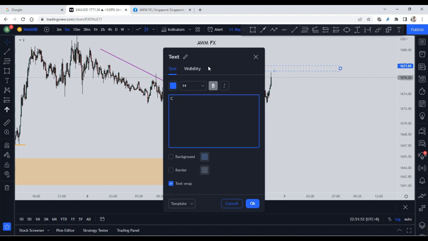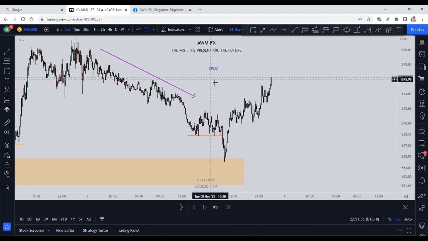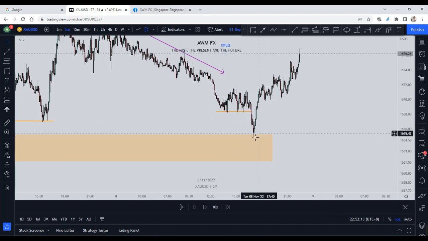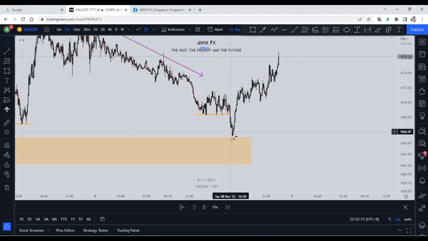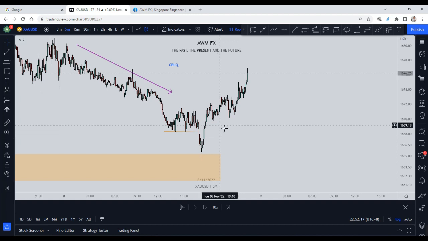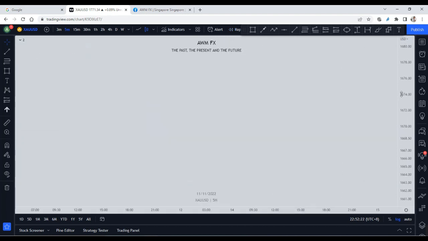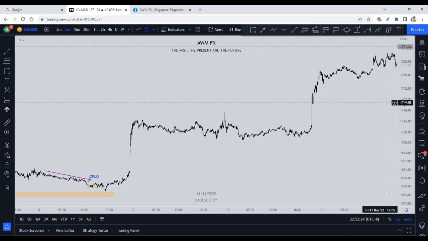CPLQ, right? CPLQ means that compression is getting liquidity. LQ stands for liquidity. So it's compression and liquidity. As it's making this kind of setup, the price is likely to drop further. It dropped further, came into this zone right here, touched the zone and then moved away very, very fast, as you can see right here. It moved away very, very fast.